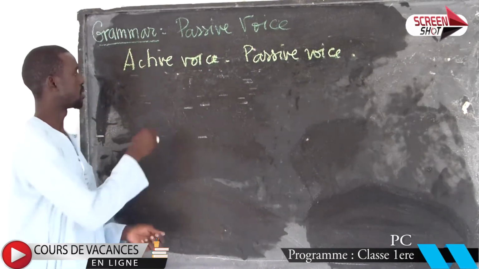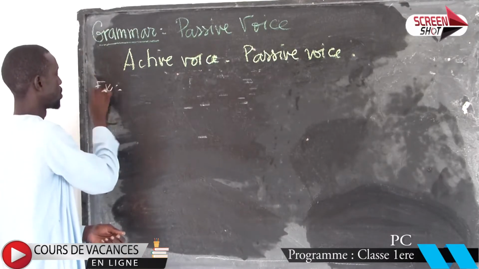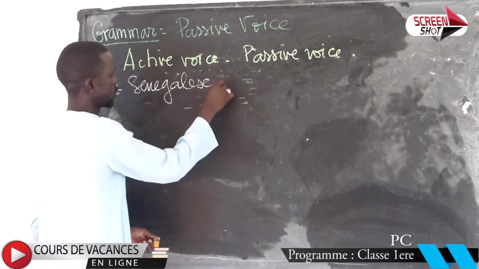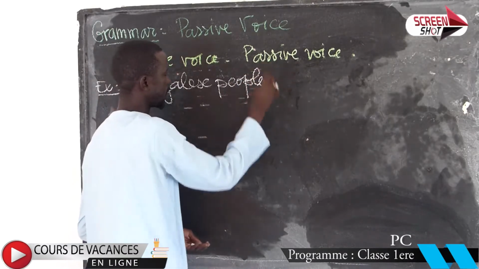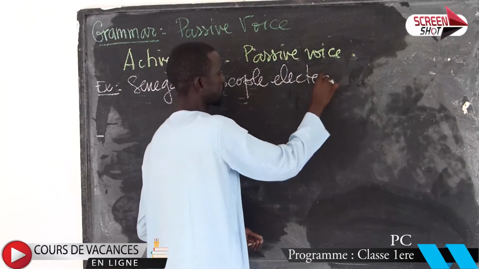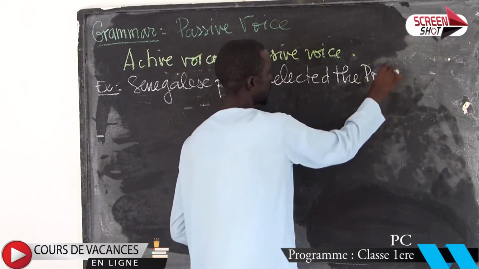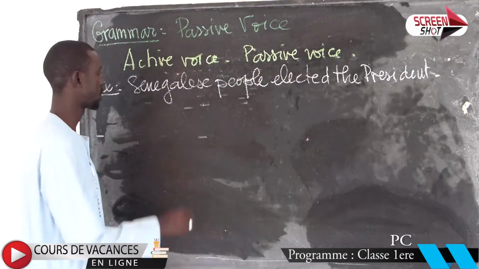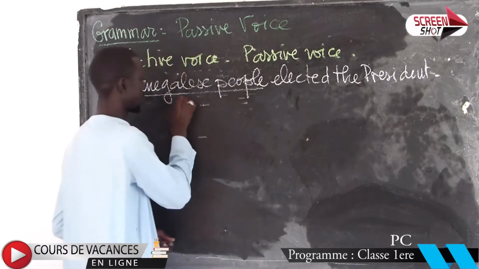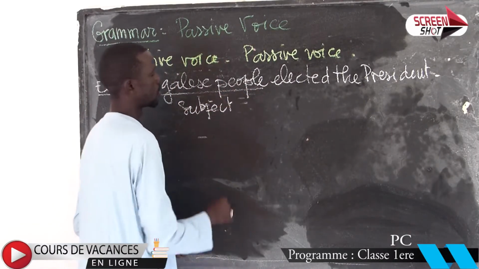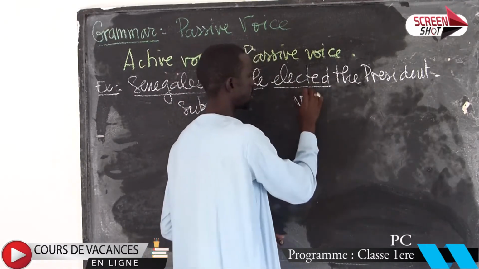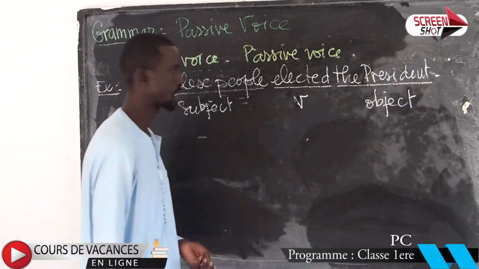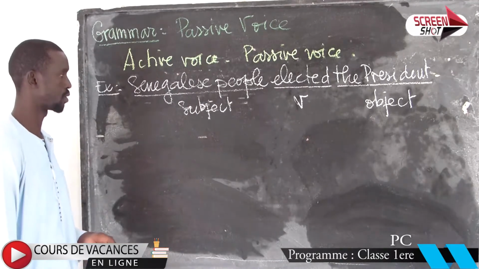As an example of a sentence in the active voice, for example, Senegalese people elected the president. So here it is active. We have active voice because we have the subject, we have a verb, and here we have the object. Senegalese people elected the president is in the active voice.